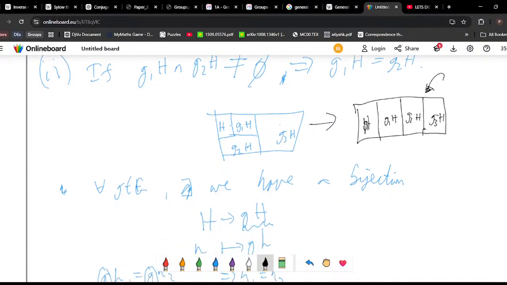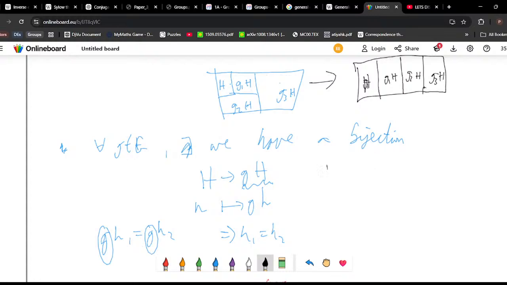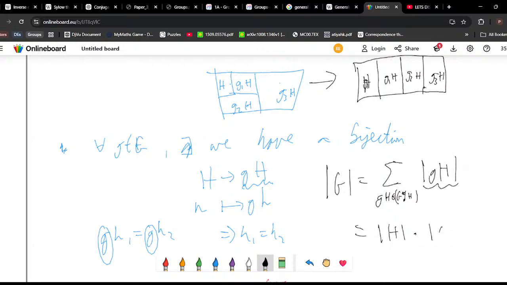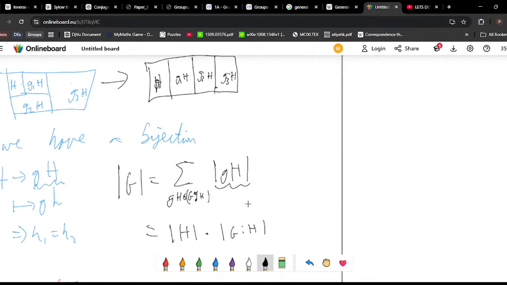Because if you're in a finite group G, the size of G is, because we're disjoint, we can sum over all of the cosets gH of the size of gH. But these are all the same thing. So this is just equal to the size of H times the number of these cosets, which we denote like this. And so Lagrange's theorem holds. And this is an amazing theorem. This tells us loads of important things.